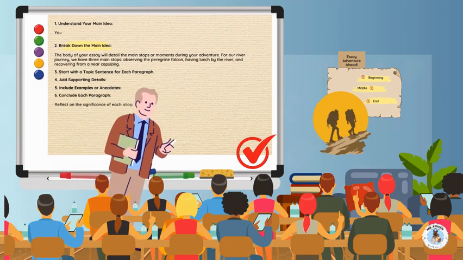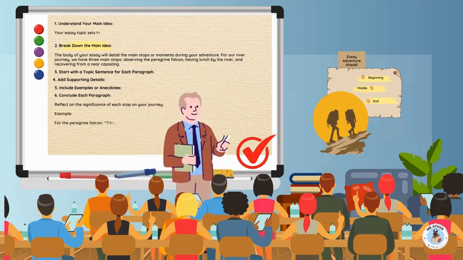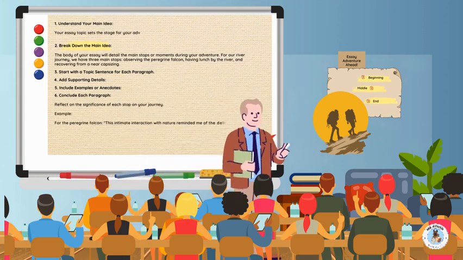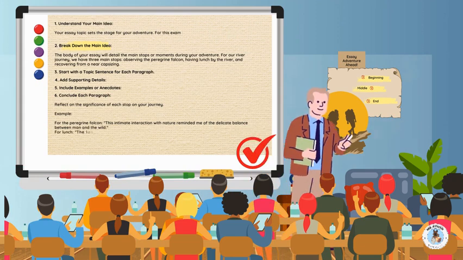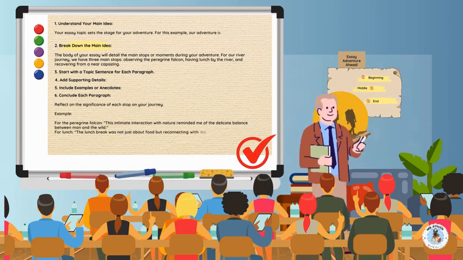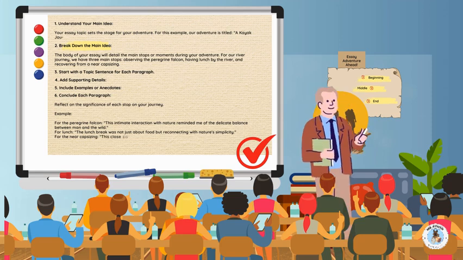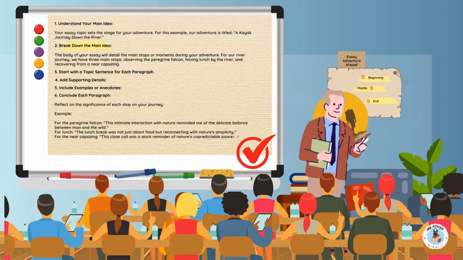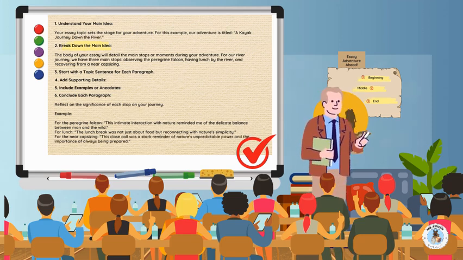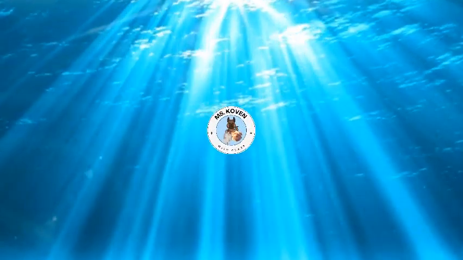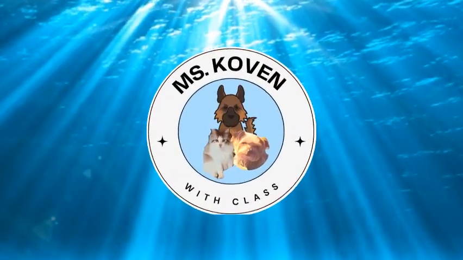1. Understand your main idea. 2. Break down the main idea. 3. Start with a topic sentence for each paragraph. 4. Add supporting details. 5. Include examples or anecdotes. And 6. Conclude each paragraph.